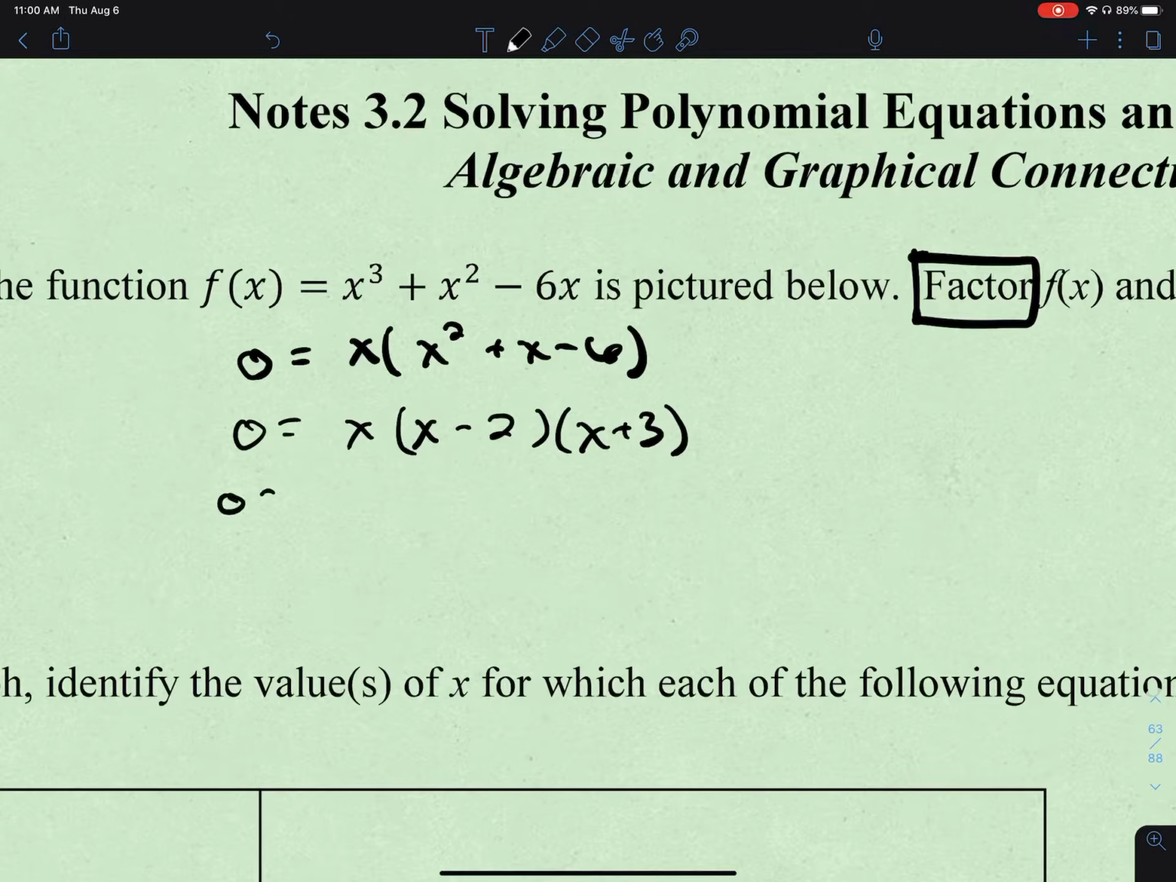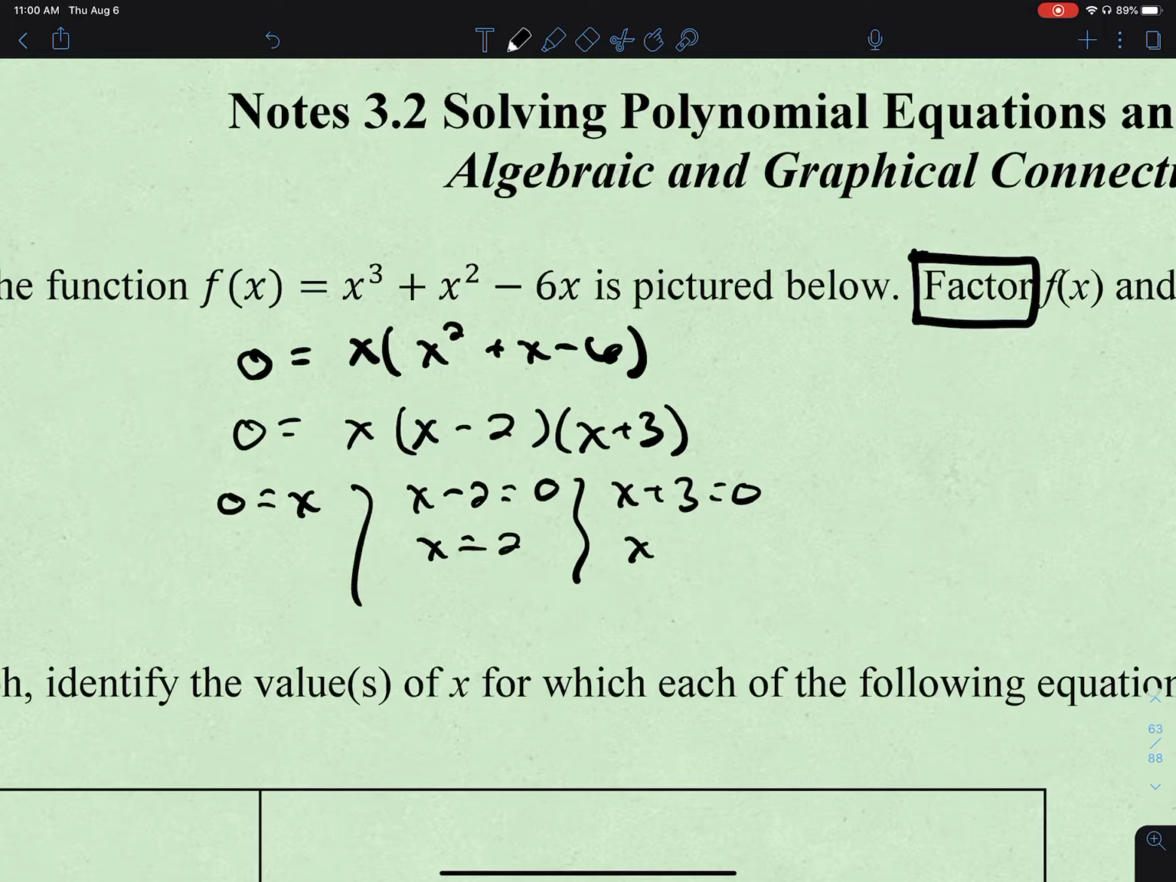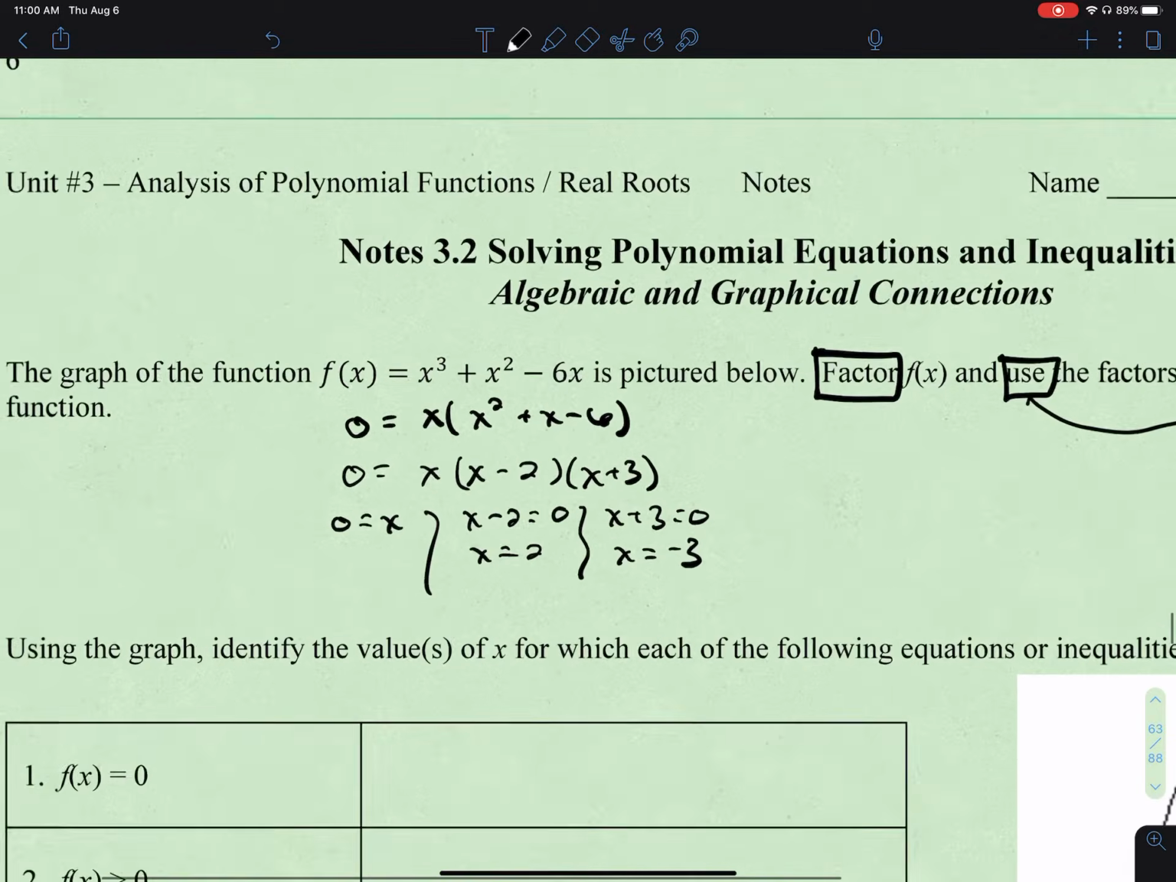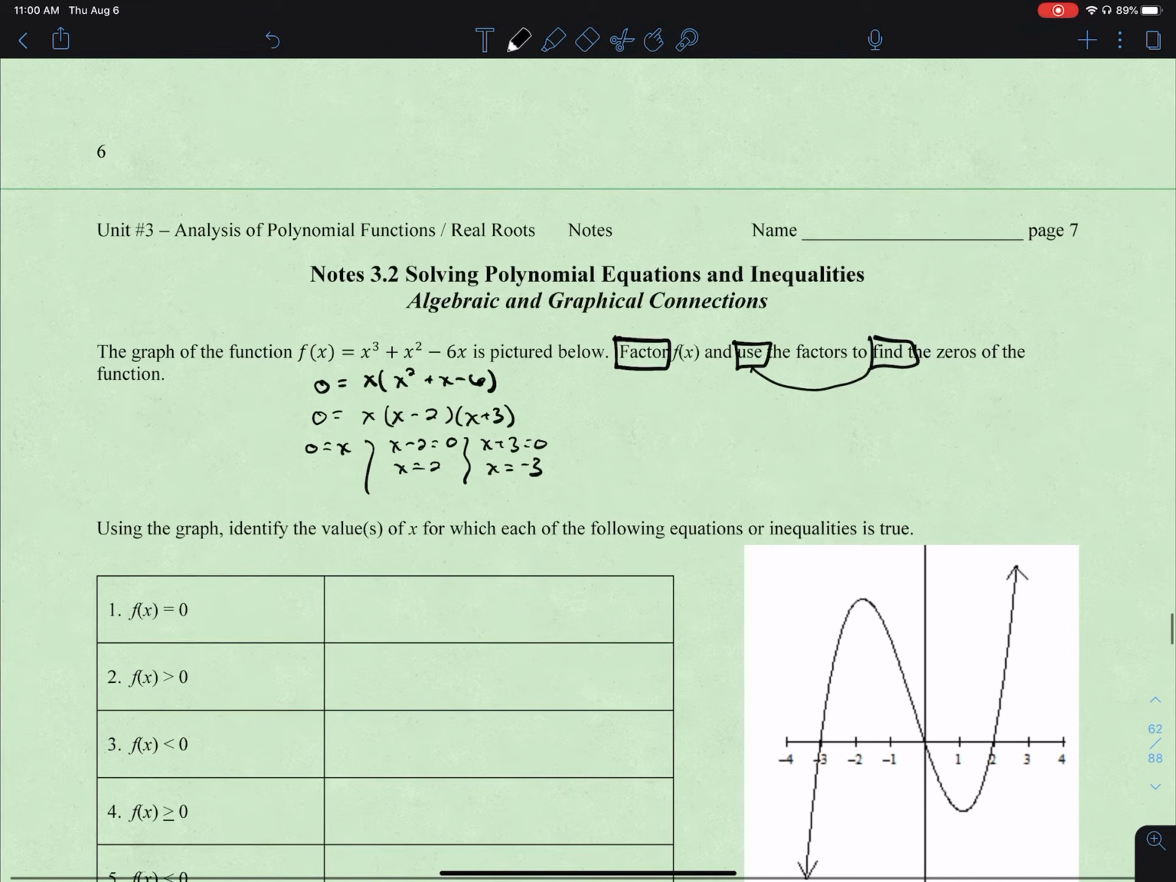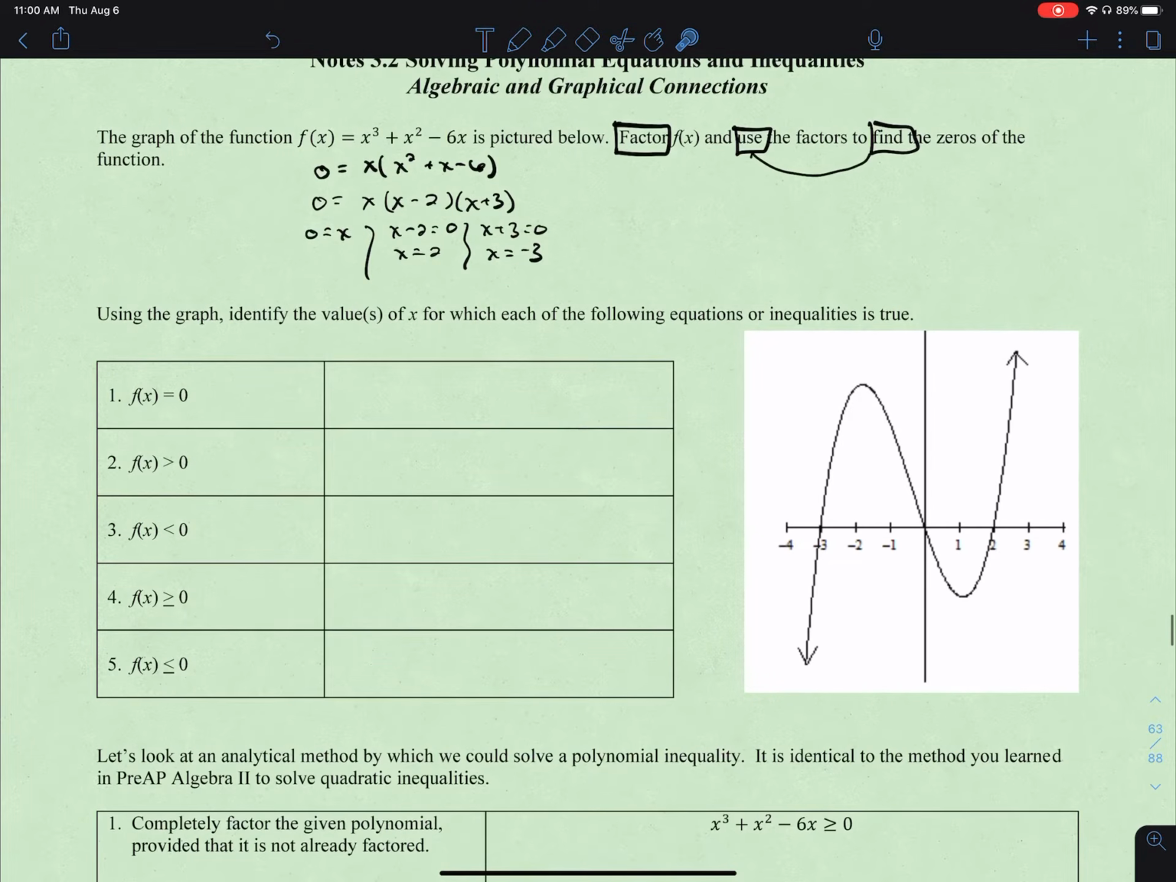Set each factor equal to 0. And let's confirm that we actually followed the directions. Factor, did it. Use the factors to find the zeros, we did it. So we are suggesting that the zeros of this function are -3, 2, and 0. -3, 2, and 0. So we are correct.